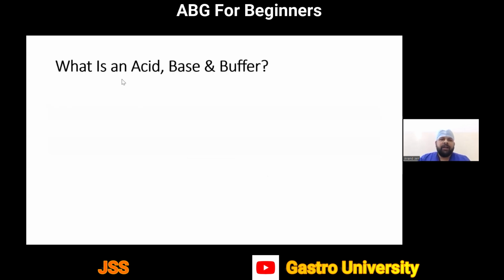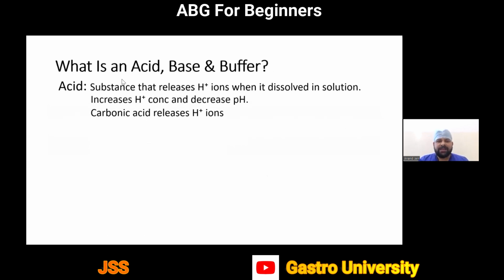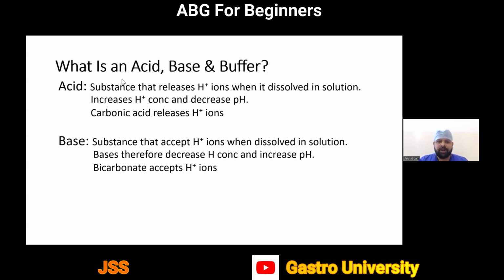Right? Now, to understand it further, what is an acid? What is a base? And what is a buffer? An acid is a substance that releases hydrogen ion when it is dissolved in a solution. Thus, it increases the hydrogen ion concentration, and inversely, it decreases the pH. For example, carbonic acid releases hydrogen ion. Bases are going to be reciprocal. A base accepts hydrogen ion when dissolved in solution, and thus a decrease in hydrogen ion concentration will appear as an increase in pH. Bicarbonate accepts hydrogen and we are well aware of it. So it is a base.